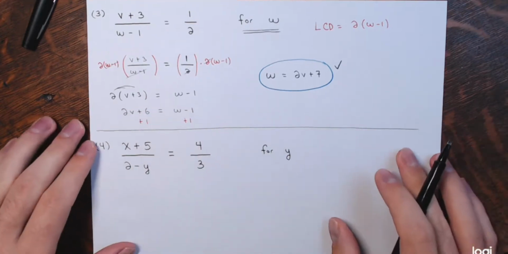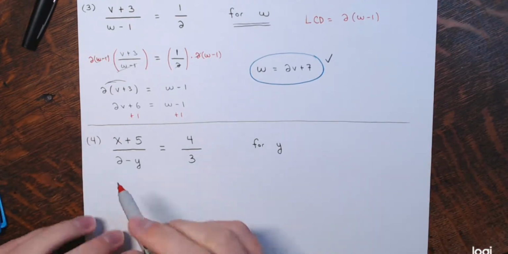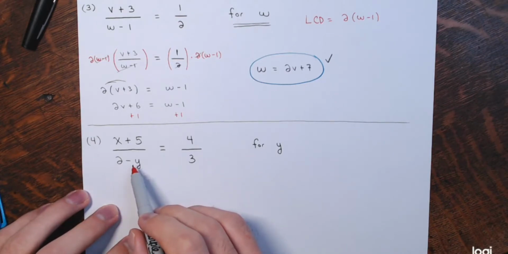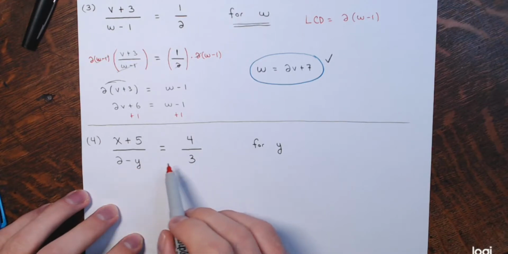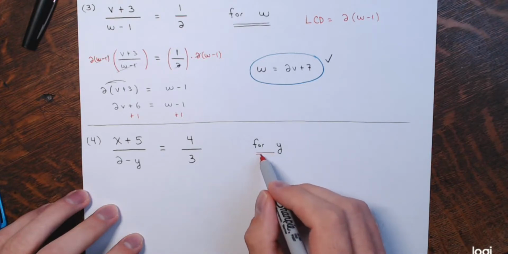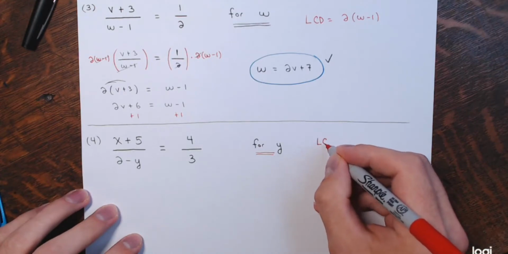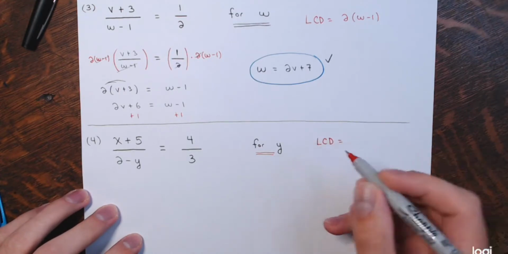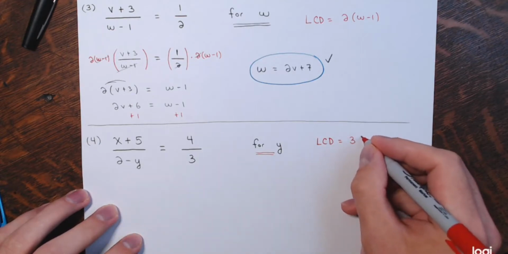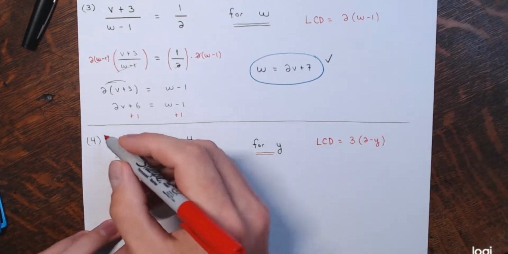Example 4 is pretty similar to example 3. And once again, the denominators, you could factor out a negative 1 from this if you wanted, but I'll leave it the way it is. And the denominators are factored completely, I'd say. And we're solving for y. But first thing in all these equations with fractions is to clear them away by multiplying by the LCD. So the LCD is just the product of these two denominators, 3 times the quantity 2 minus y. So I'm just going to write it here.